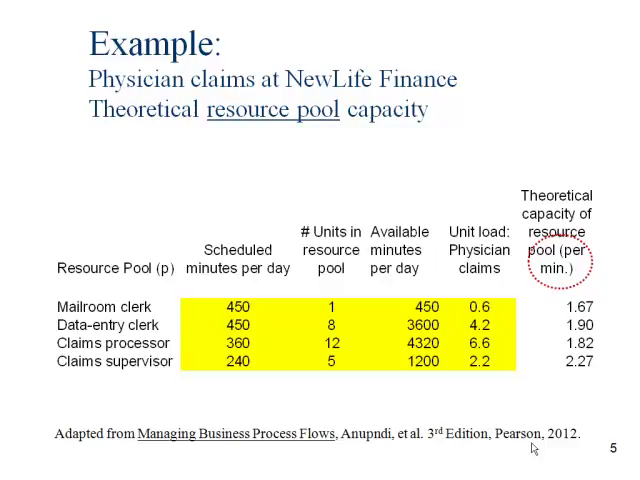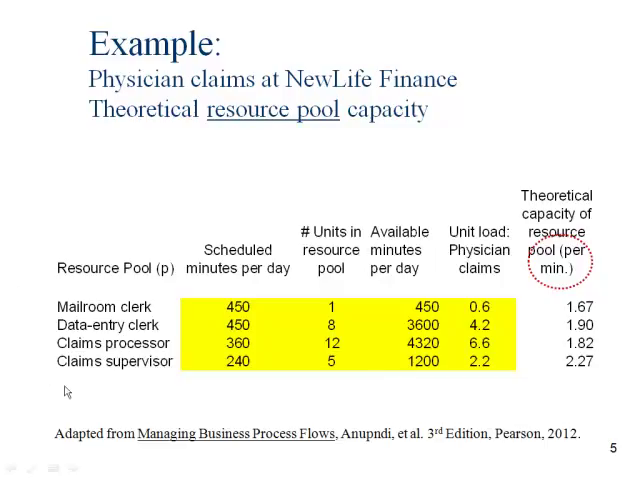This is an example I took from the book Managing Business Process Flows by Anupindi and several other authors. We're talking here about physicians' claims being processed at New Life Financial. So when we look at what has to take place, let's look at this column right here. Each physician claim that comes in takes 0.6 minutes of mailroom clerk time. It takes 4.2 minutes of data entry clerk time, 6.6 minutes of claims processor time, and 2.2 minutes of claims supervisor time. So that's the load that each claim puts against the different resources.